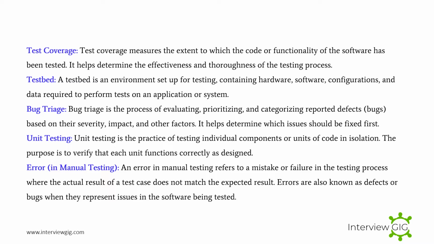Bug triage. Bug triage is the process of evaluating, prioritizing, and categorizing reported defects, bugs, based on their severity, impact, and other factors. It helps determine which issues should be fixed first. Unit testing. Unit testing is the practice of testing individual components or units of code in isolation. The purpose is to verify that each unit functions correctly as designed.